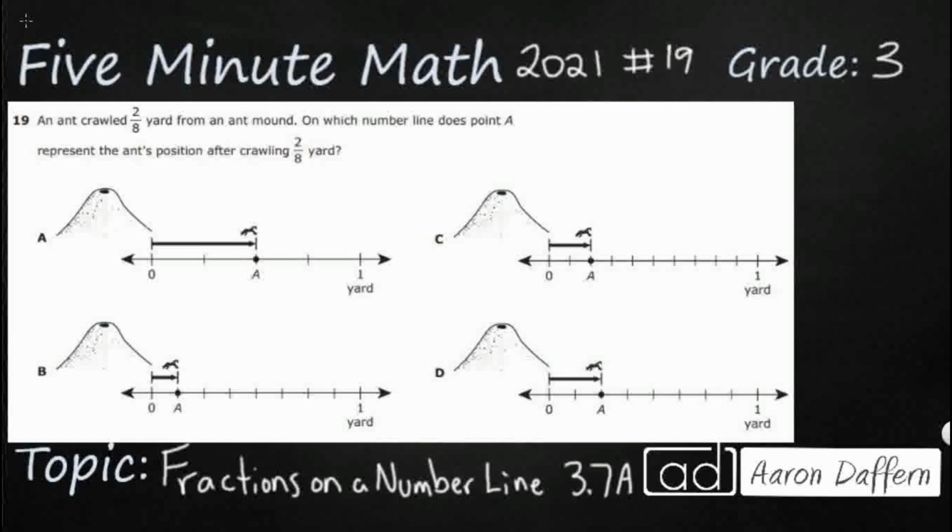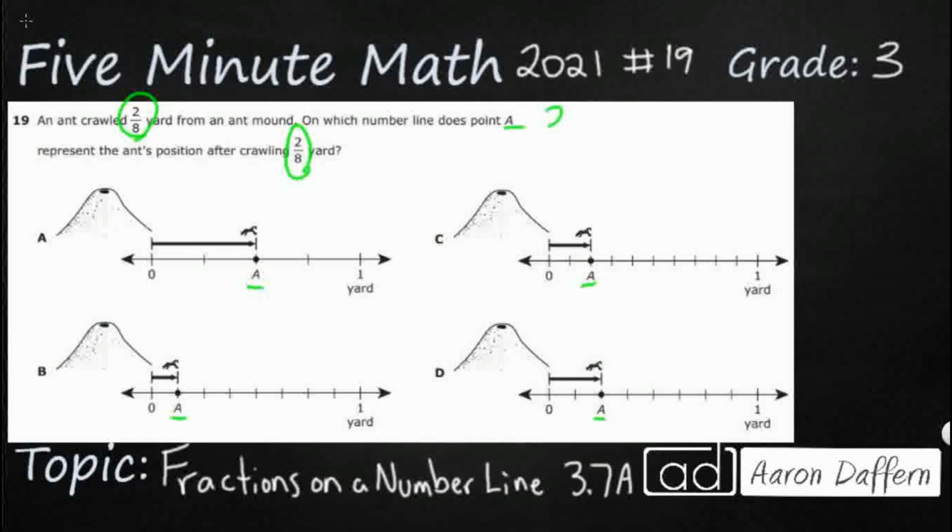So we have some representations of number lines here. It says an ant crawled 2/8. That's really what we're looking for here. 2/8 of a yard from an ant mound. On which number line is point A? Right. So we've got a point A on each of these number lines, and we're looking for the number line A, B, C, or D, in which point A represents the ant's position after crawling 2/8. So we're looking for this 2/8.